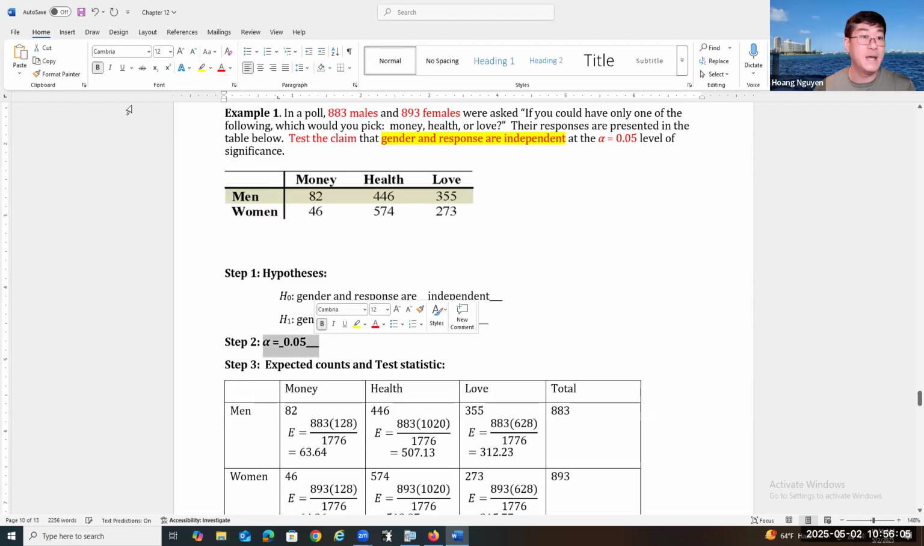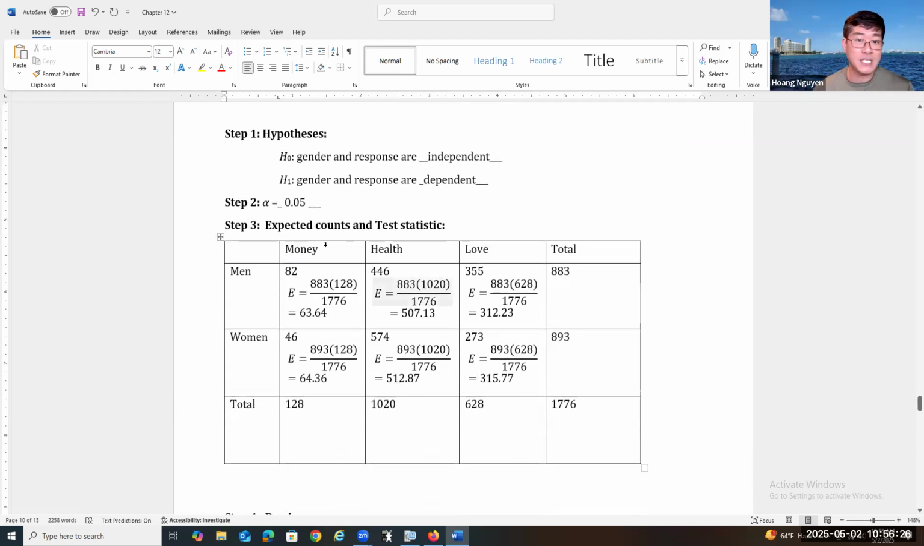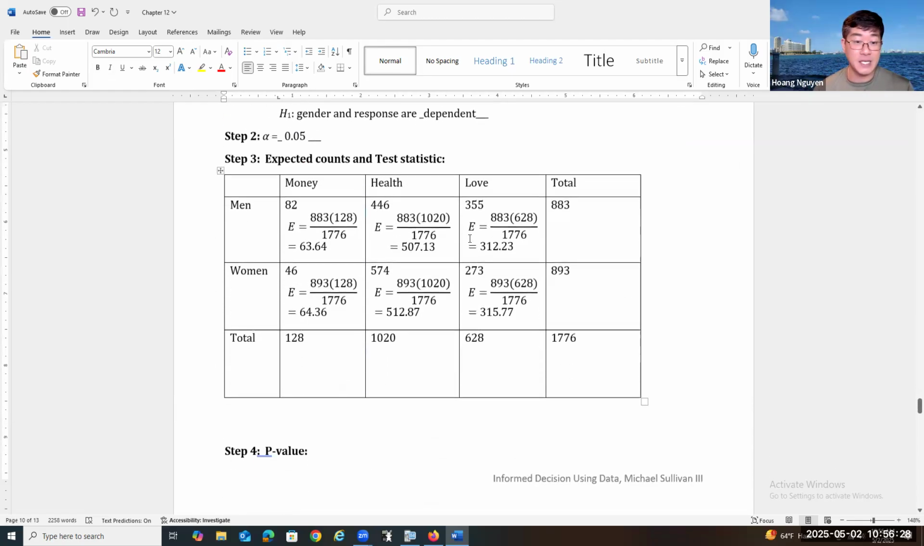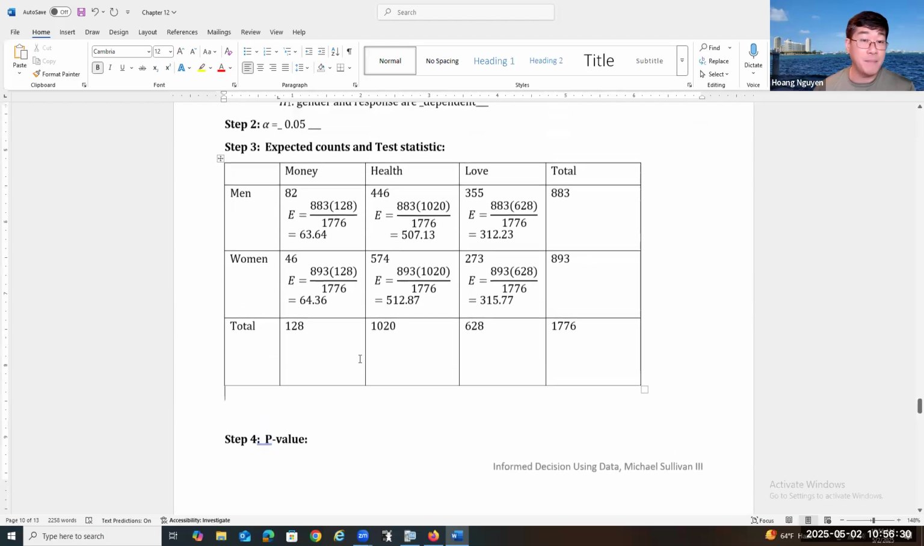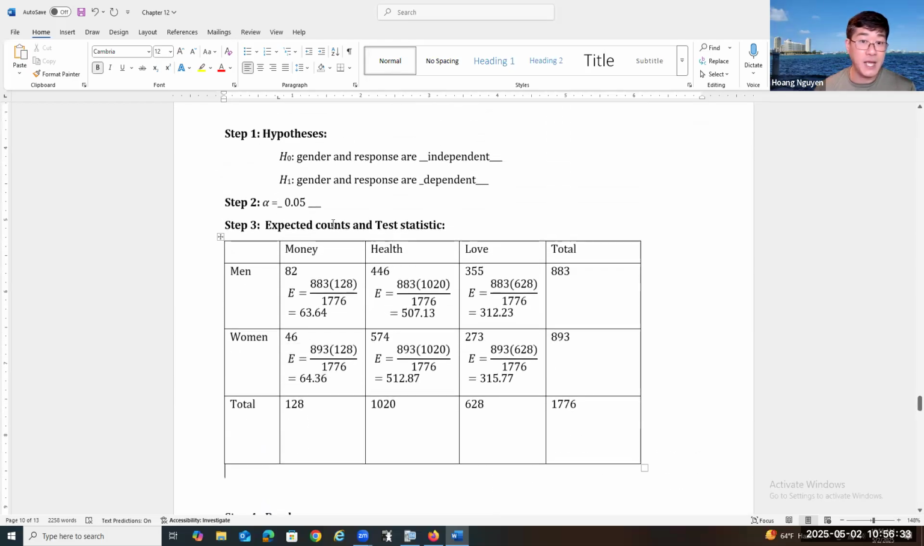Okay. Now, step number 3, we just calculate the expected value, and we did that already, so that should be good. But theoretically, you don't really have to do this calculation for the expected, because when you're using the calculator shortcut, the chi-square test, it will calculate the expected. So this is the expected and the statistic right here, right? Now, step number 3, expected counts and statistic.